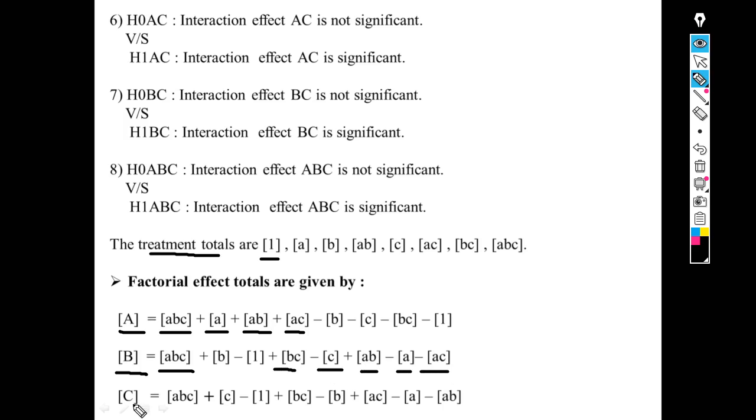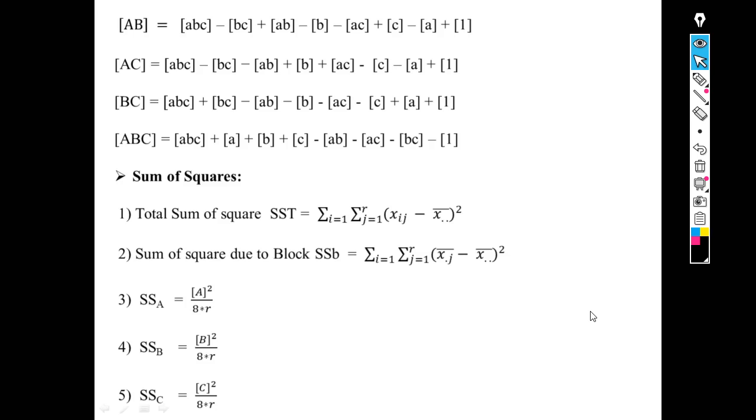Then similarly for main effect C we get the factorial effect total, square bracket capital C, and it is [ABC] plus [C] minus [1] plus [BC] minus [B] plus [AC] minus [A] minus [AB]. Then the next effect totals are for interaction effects.